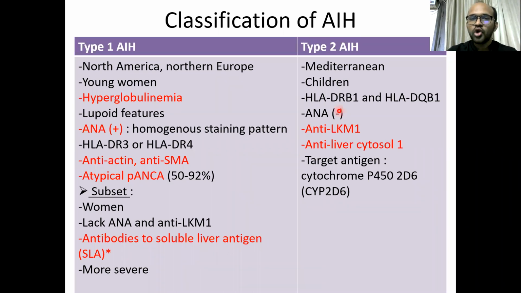In type 2 autoimmune hepatitis, we have ANA negative and we have anti-liver kidney microsomal antibody 1 and anti-liver cytosol 1 antibody, right? So you should remember these antibodies. In type 1, we have ANA, actin, SMA, P-ANCA and SLA. In type 2, we have anti-LKM1 and anti-liver cytosol 1 antibody.